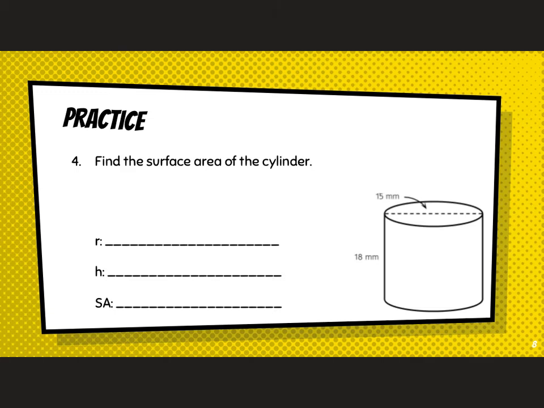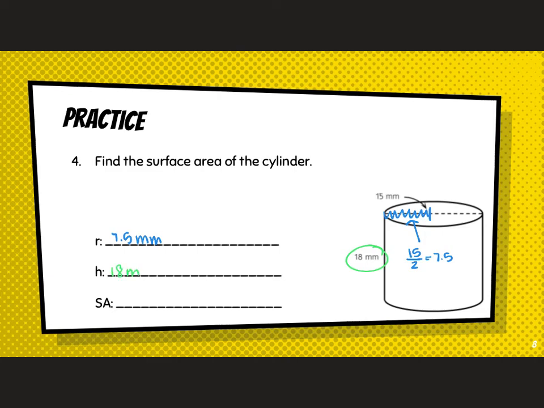All right, so same deal. I need the radius. The radius, remember, is only a portion of this line. So I need to take that whole thing and divide it by 2. So 15 divided by 2 gives me 7.5. So my r is going to be 7.5 millimeters. My height is that 18 millimeters on the side there.